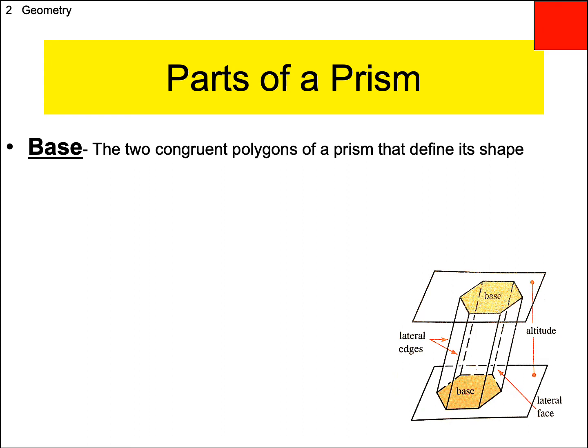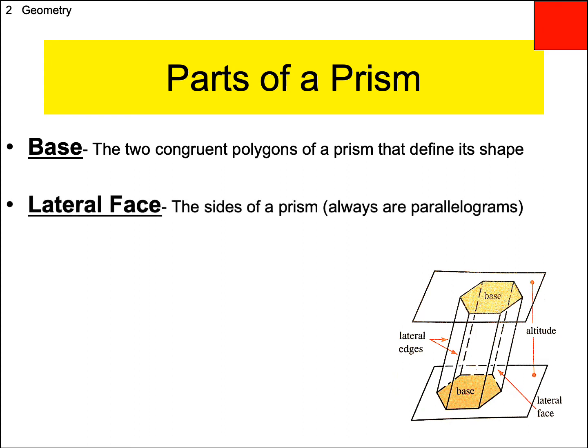Okay? The sides of a prism are not called sides. You would think they should be. They're called lateral faces. And since it's a prism, the sides will always be parallelograms. Now, notice this particular one is absolutely parallelograms. The previous one were rectangles. Okay, and we'll talk about when that comes into play.